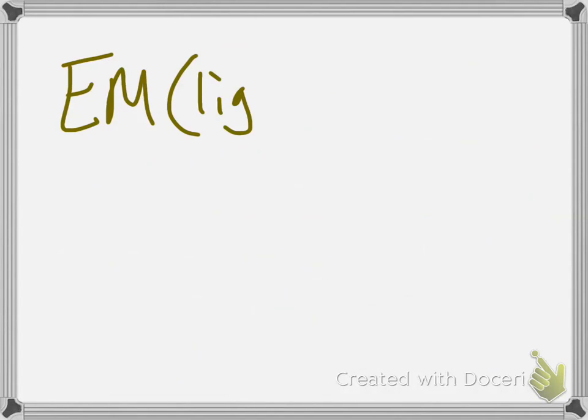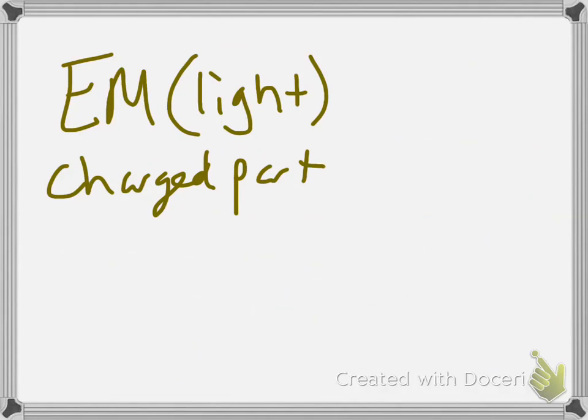So those electromagnetic or light waves, just remember that it's not just light. Okay, it can also be things like FM radio waves, AM radio waves, X-rays, ultraviolet, infrared. Those are all part of what we call the electromagnetic spectrum. They're created when a charged particle is accelerated.